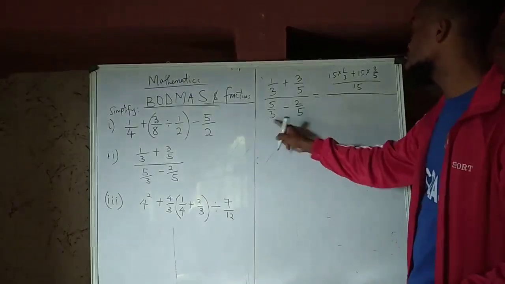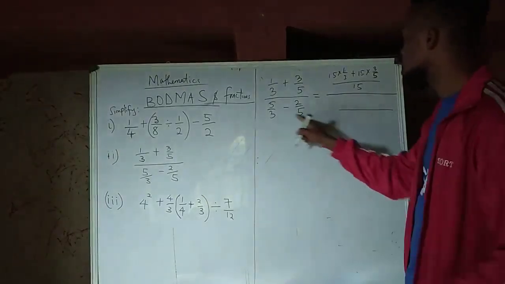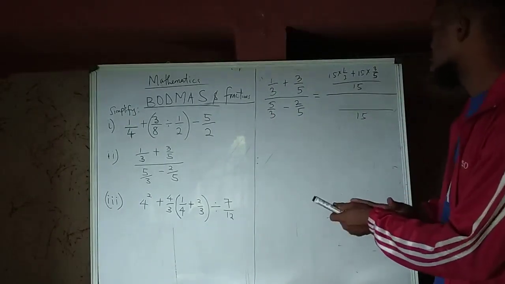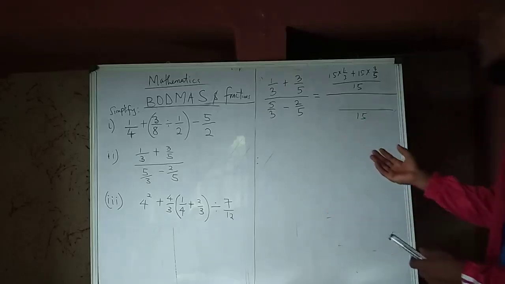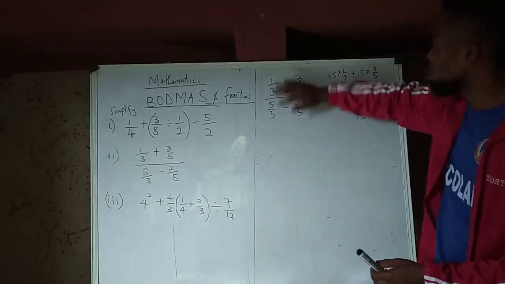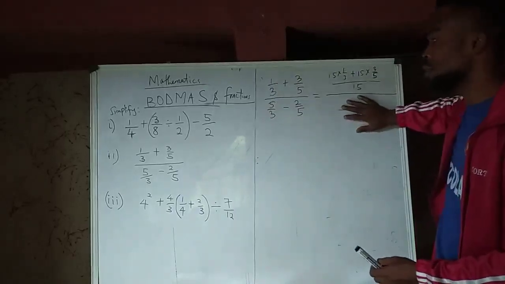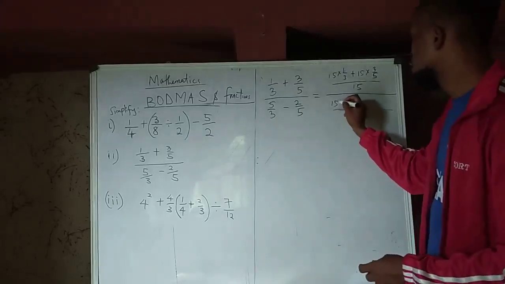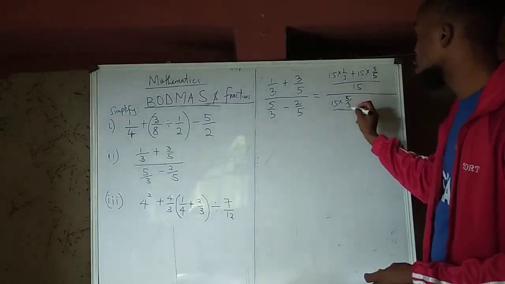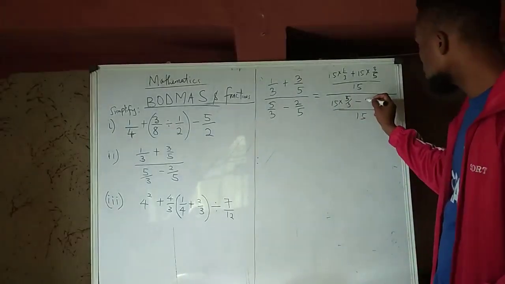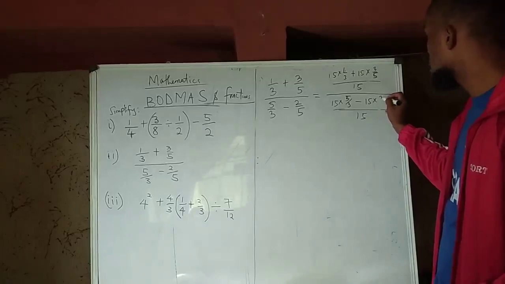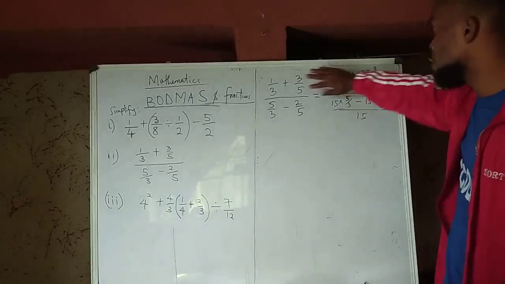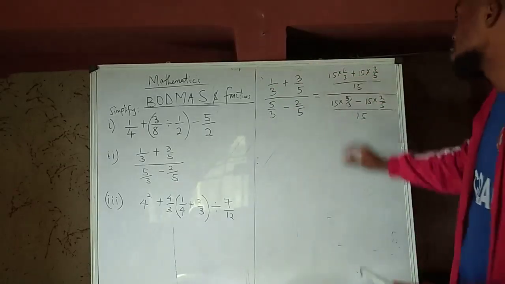Let's also work on the denominator. What's the LCM of the denominator? The LCM of the denominator is 15. We can choose to do this separately. Okay, I think you should understand this. This is for the numerator. What I'm going to do now is for the denominator. So the LCM of 3 and 5 is 15. So I'm now going to get 15 times 5 over 3 minus 15 times 2 over 5.